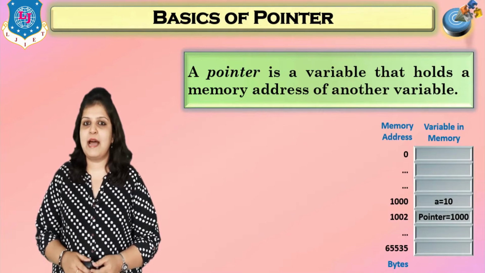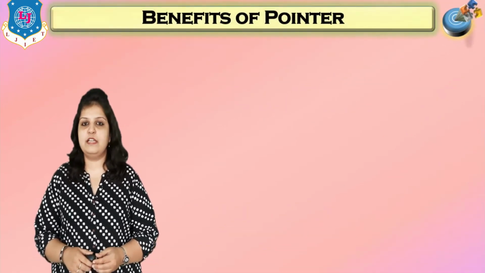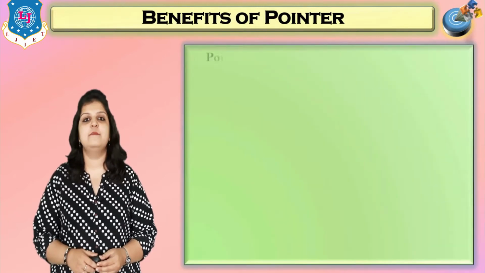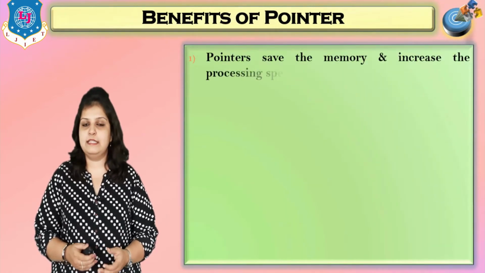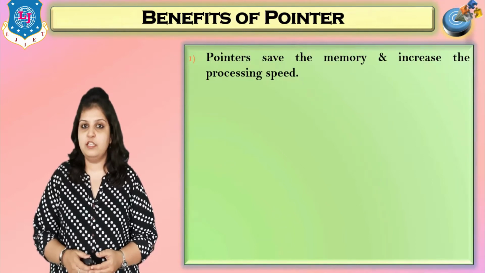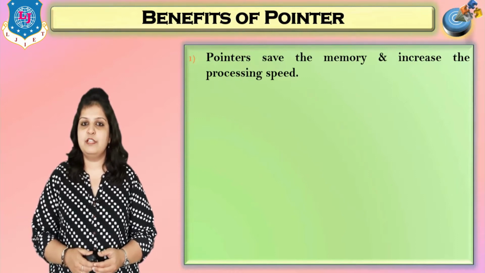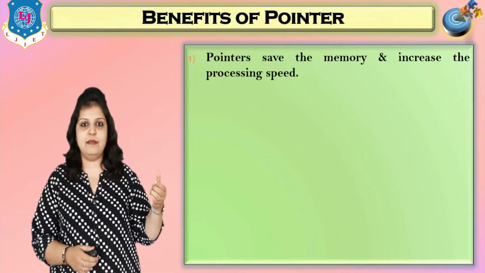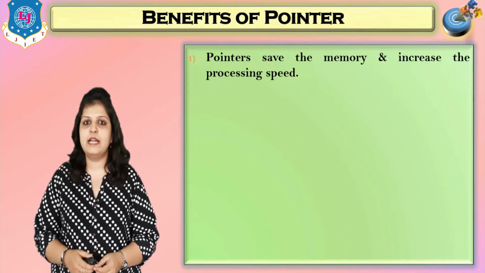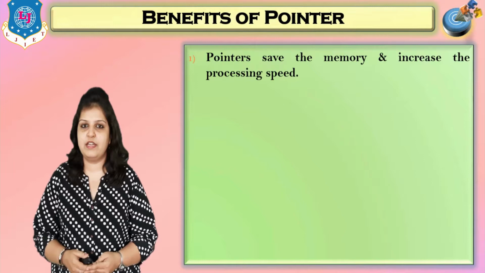Now let's see the benefits of using pointers. So the very first benefit is that a pointer saves memory and increases the processing speed. How does it increase the processing speed? Because when you do an operation using a pointer, it directly works on your address. It means by using a pointer we can do operations directly on the memory address. That's why we can say that using a pointer increases the processing speed.